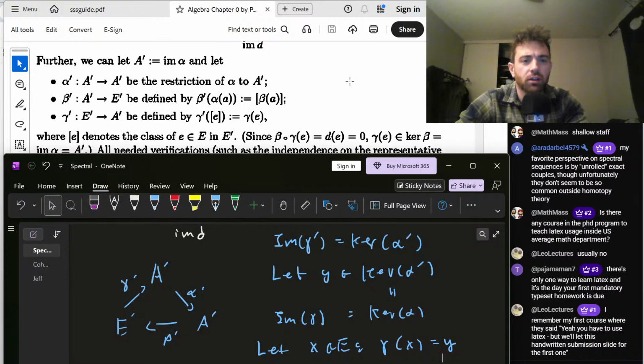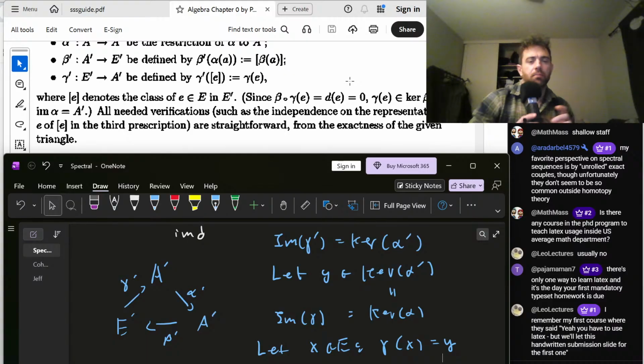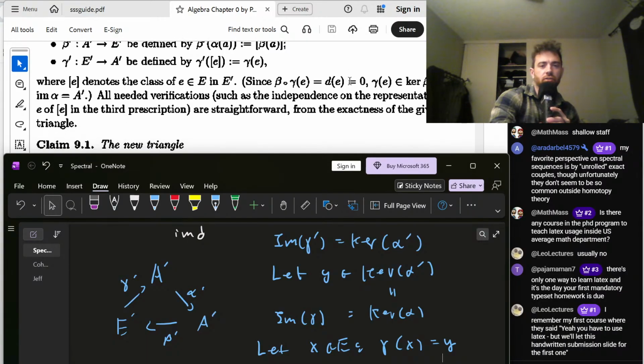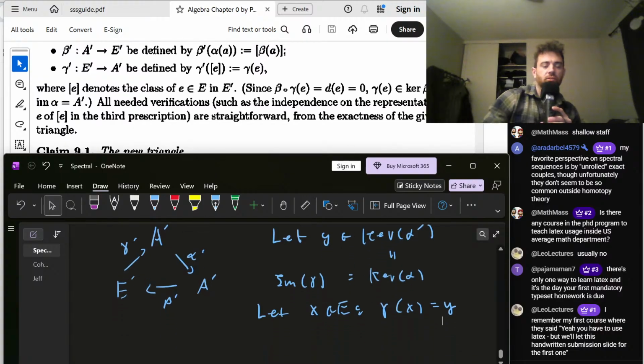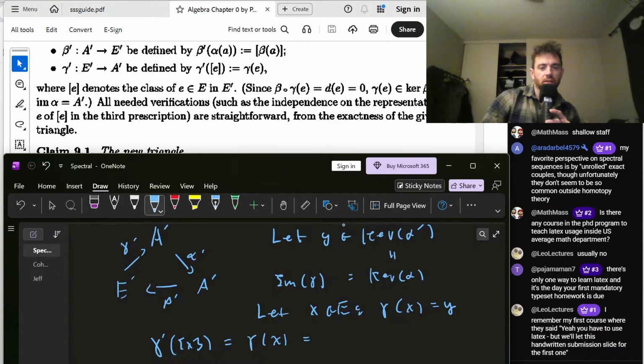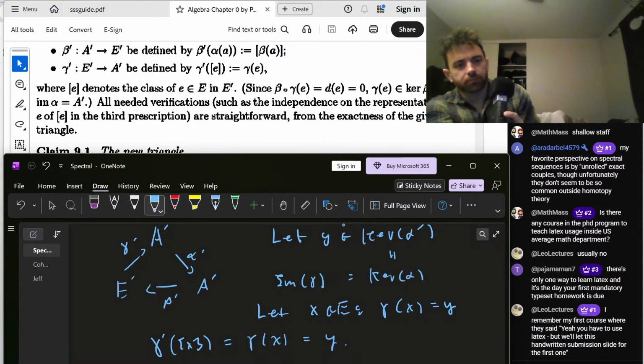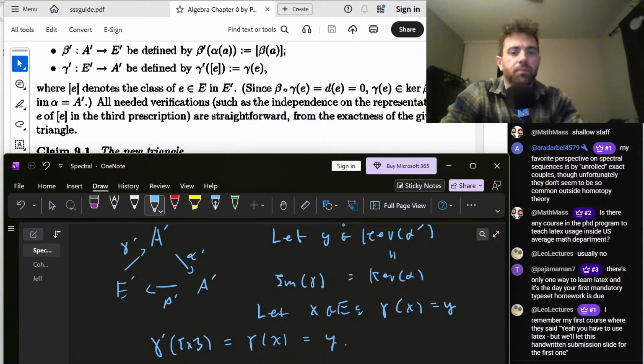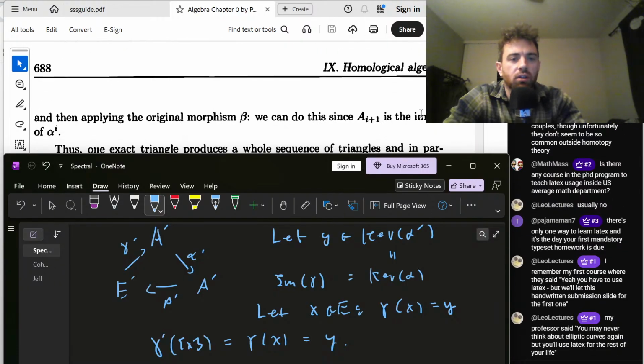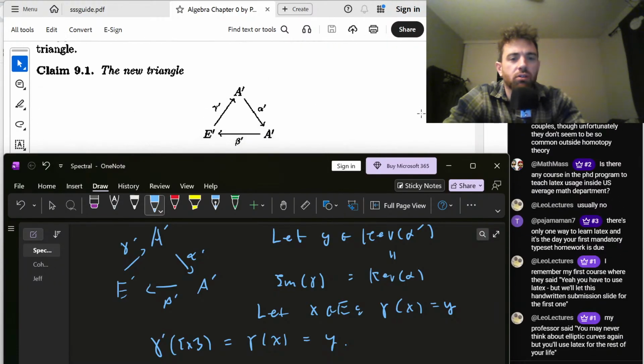Okay, and then that does it, because now we can just take the class of x, and gamma prime maps the class of x to gamma x, which is y, which is what we wanted. Nice. Okay. Great. So the new triangle is again exact.